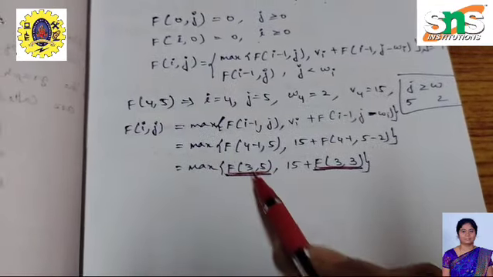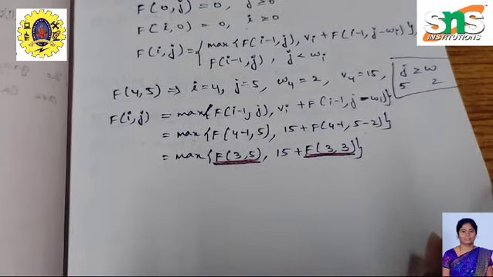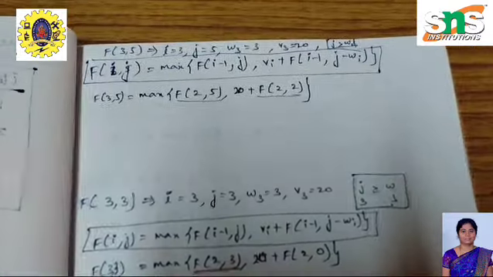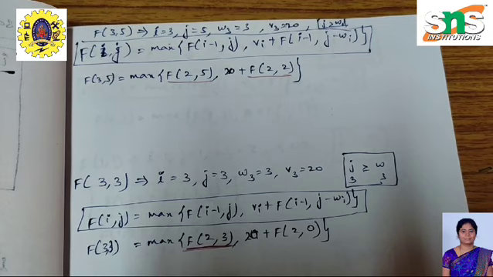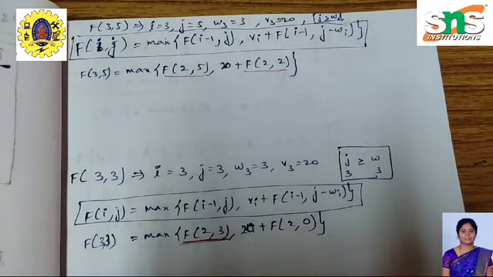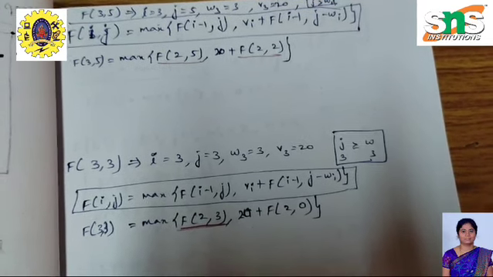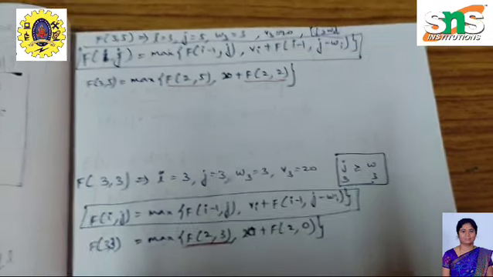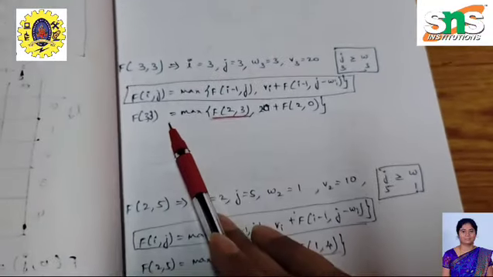So now we are supposed to find f(3, 5) and f(3, 3). We have a formula for f(3, 5). The i value is 3, the j value is 5, the w value is 3 and the v value is 20, and we compare j with w and it is greater, so we use this particular formula. For this we substitute the values. So we are supposed to find the values of f(2, 5) and f(2, 2).